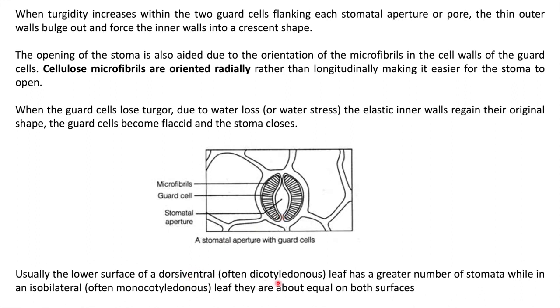Generally in dicotyledonous plants, stomata are present on the lower surface in higher amount compared to the upper part of leaves, and in monocotyledonous plants, stomata are present on the upper part and lower part in equal amount.